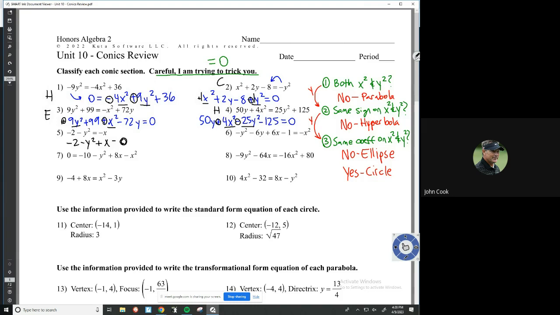Now that it's in general form, I ask the three questions. So do I have both an x squared and a y squared? I do not. I only have a y squared. That makes this a parabola.